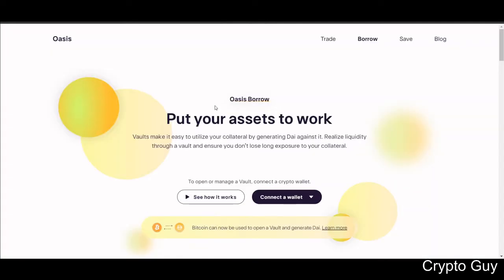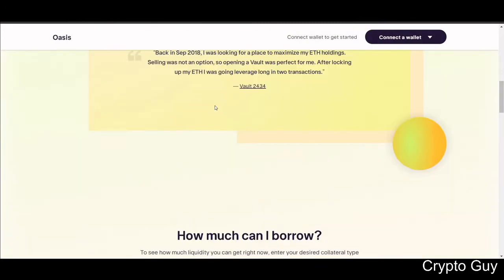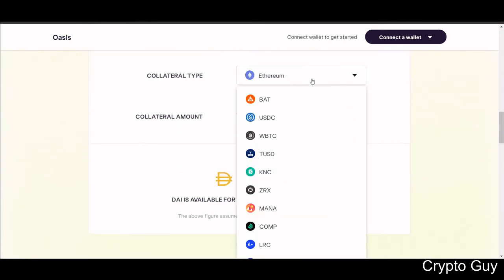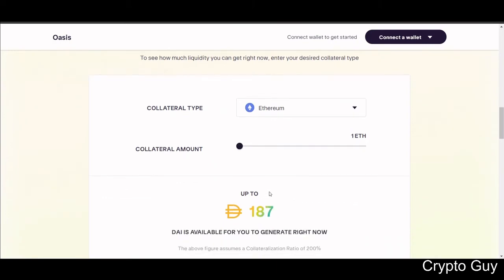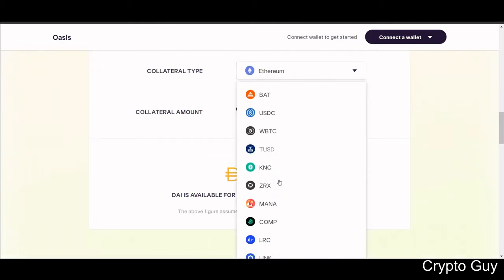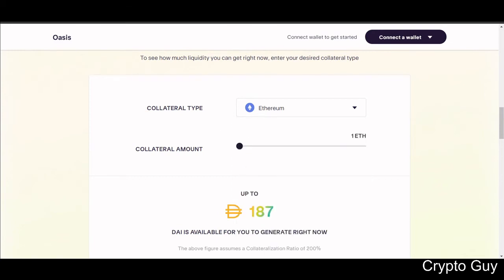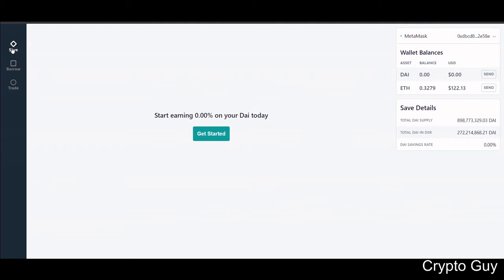Next we can go and see how to put your assets to work. You can make it easier to utilize your collateral by generating DAI against liquidity. Here you can just add your collateral and borrow DAI. For example, if you have 1 Ethereum, you can borrow almost 50%, around 187. You don't have to sell your cryptocurrency. You just come here, deposit your cryptocurrency, any of these, and then you can borrow DAI out of it. I think this is very good. Once you have borrowed the DAI, it's a stablecoin. You can transfer it to your bank account, and then you can repay and get your crypto back. So this is the Oasis app where you can save, borrow and trade.